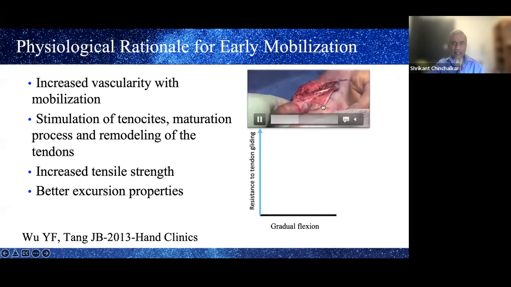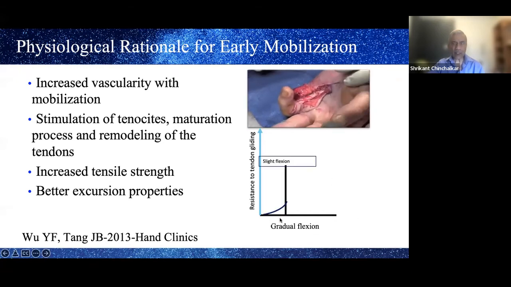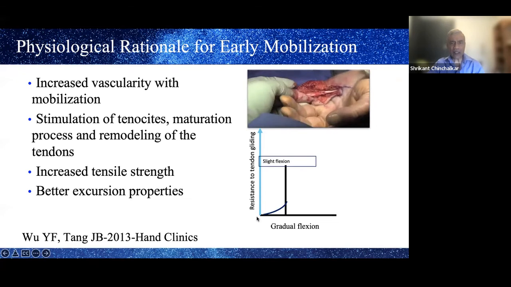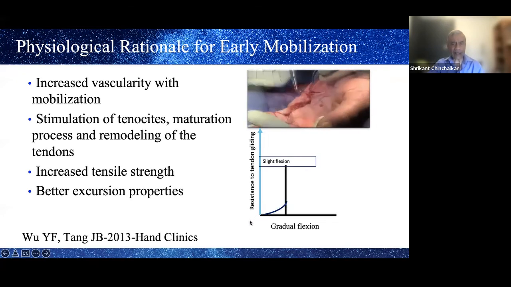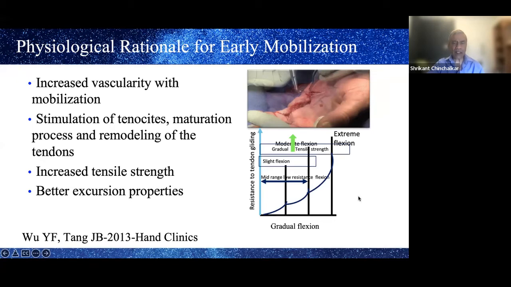So here the person has a tendon repair. Initially, in the first week, we will allow the person to perform slight flexion of the fingers. And then gradually over time, as the patient progressed from the inflammatory phase to the fibroplasia phase to the remodeling phase, we kept on increasing the arc of motion gradually. And by increasing the arc of motion gradually over time, we identified that the patients had a greater arc of motion at the PIP and DIP joint, and therefore they have better excursion properties.